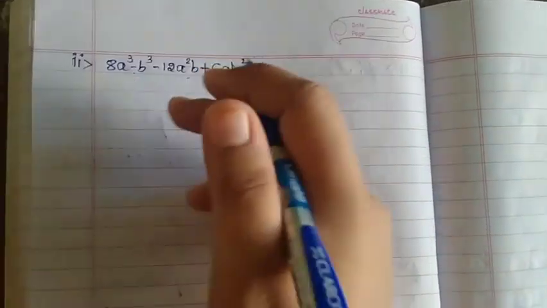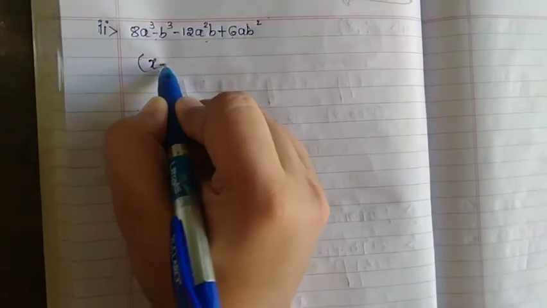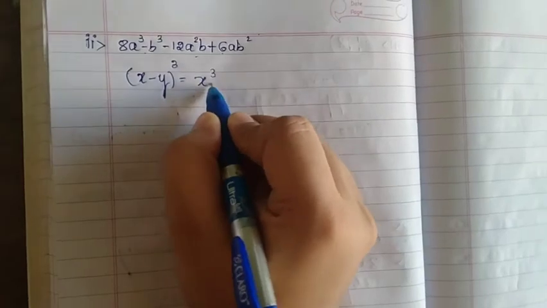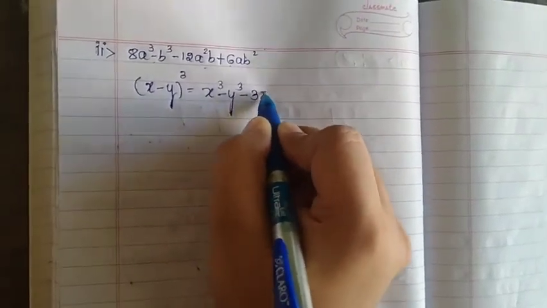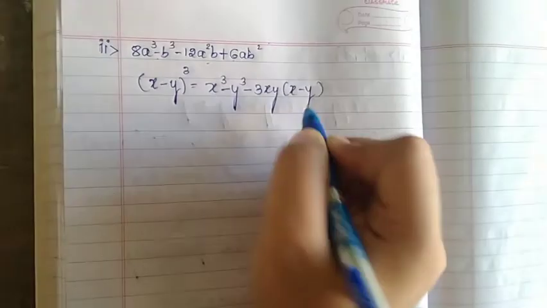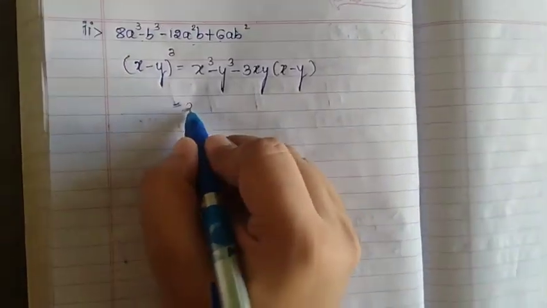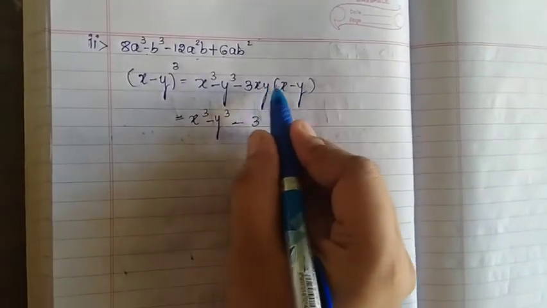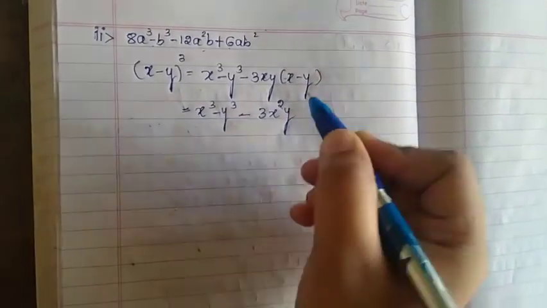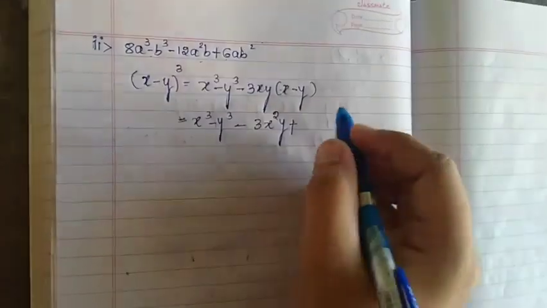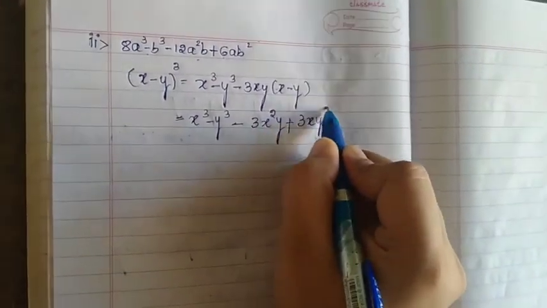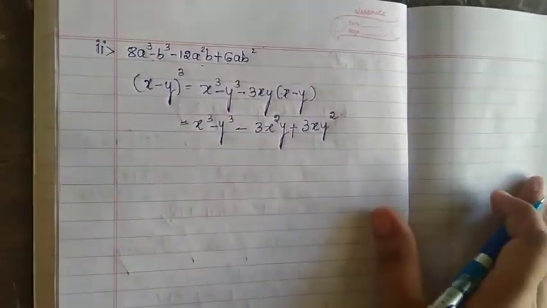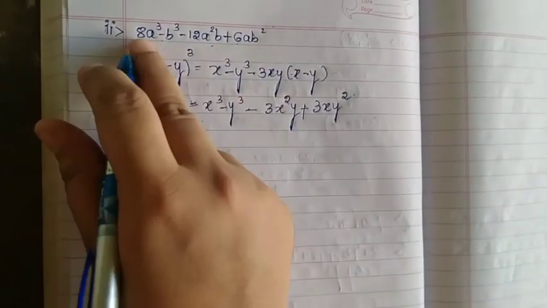Before starting this problem, I'm going to tell you that x minus y the whole cube can be written as x cube minus y cube minus 3xy into x minus y. This can be rewritten as x cube minus y cube minus 3 into x square y, so minus into minus is plus 3xy square. So this identity can be written like this. Now you have to simplify the question.